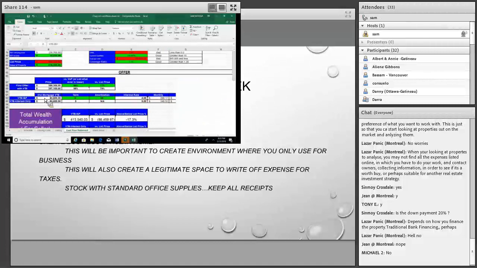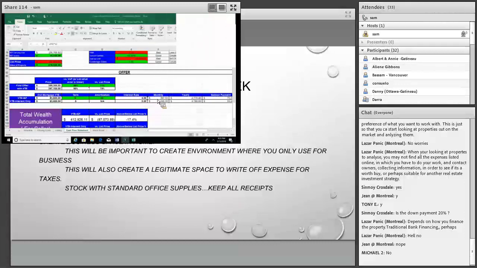So VTB with interest and principal, and we got VTB interest only. These are the two options. So interest and principal, it's a 5-year term. We can change that to 30 years. We put anything we want, but 30 years. Interest rate is 4%. And it's $497 a month. And I'm just going to move this up here.